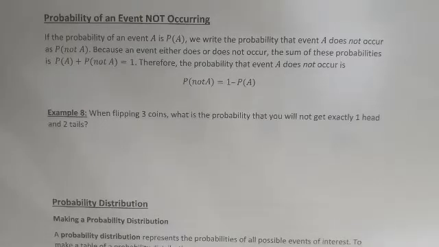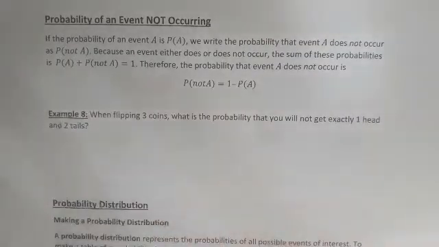So if the probability of an event A is P of A, probability of A, I almost want to say probability of A anytime I see P of A. We write the probability that event A does not occur as P of not A. So either A occurs or A does not occur.